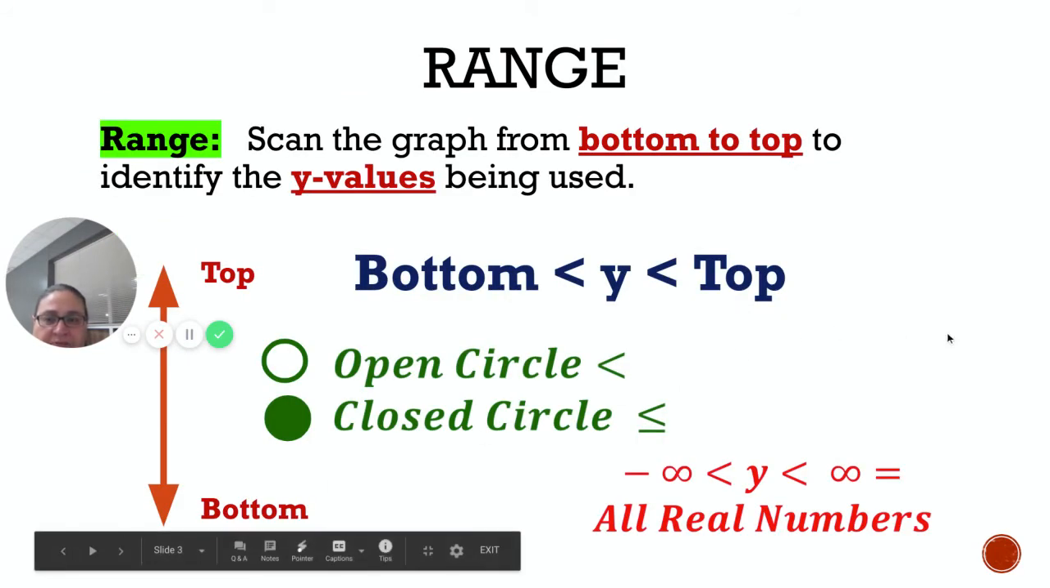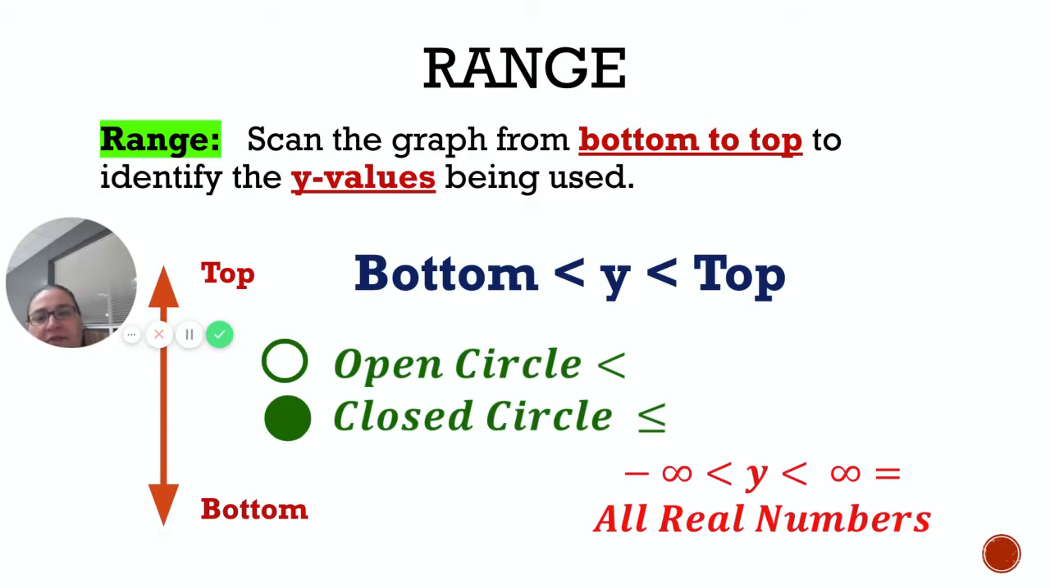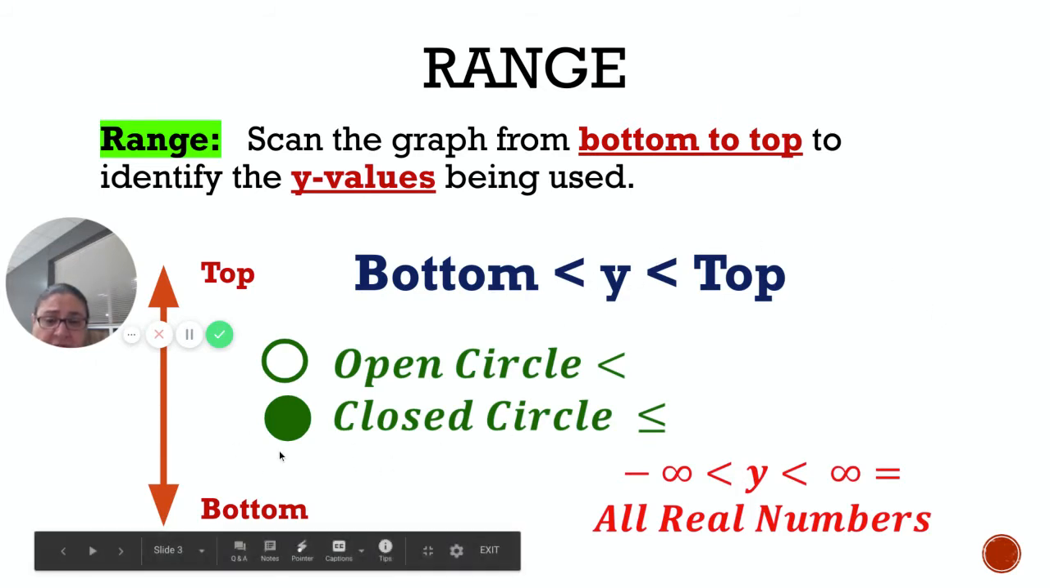Range: scan the graph from bottom to top to identify the y values being used. When you write your range, it's the bottom number less than y less than the top number. You always go bottom to top. If you use an open circle, use less than. If there's a closed circle or there's no open circle at all, you would use less than or equal to.